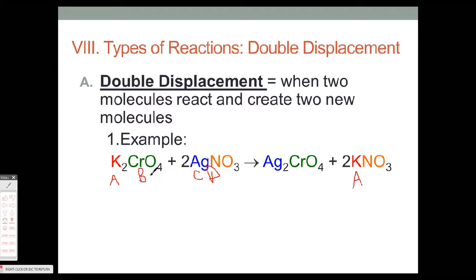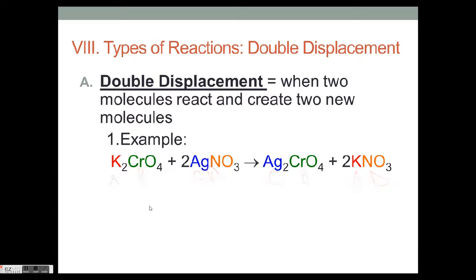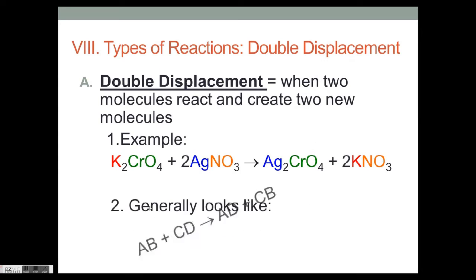Okay, my B, right here, that's CrO. Here's my B. My C is that silver. And then my D is that NO. So if you look, we had AB, CD, now we have CB and AD. We have two entirely new molecules now, which is kind of neat. And just like that, here you can see what it should look like.